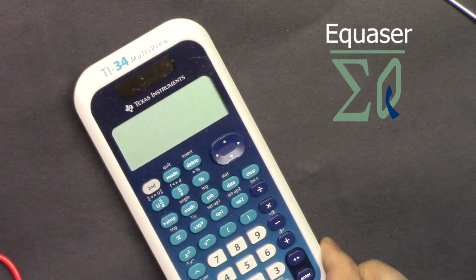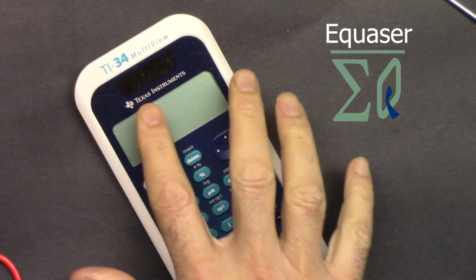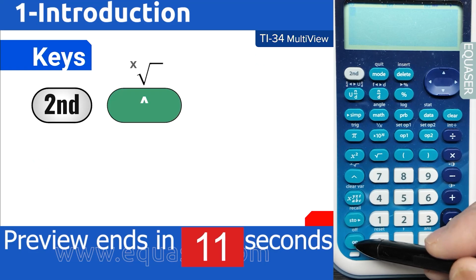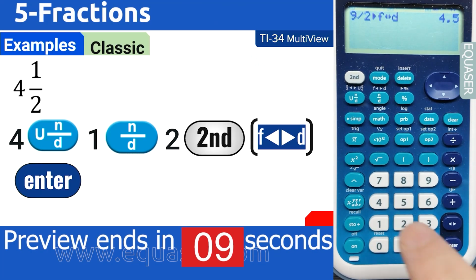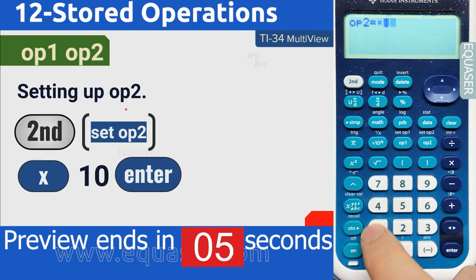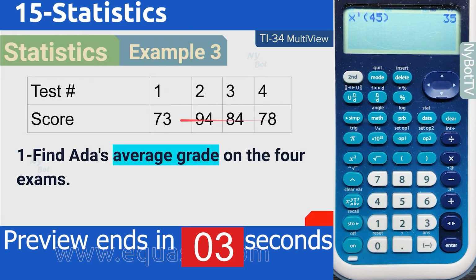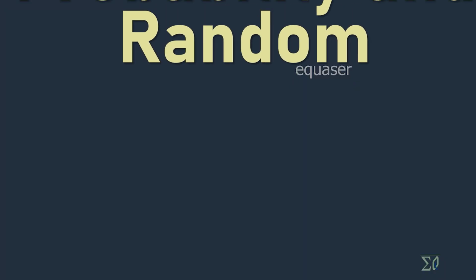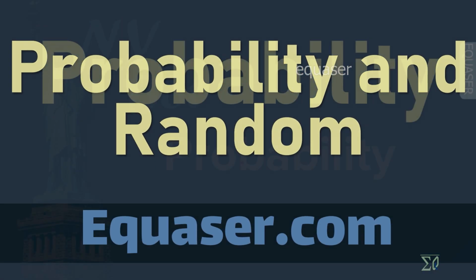In this video we are going to use the TI-34 Scientific Calculator to use probability features. This video is part of a full video manual for this calculator. The link to watch that video is below this video in the description. Now let's have a look at the probability features of this calculator.